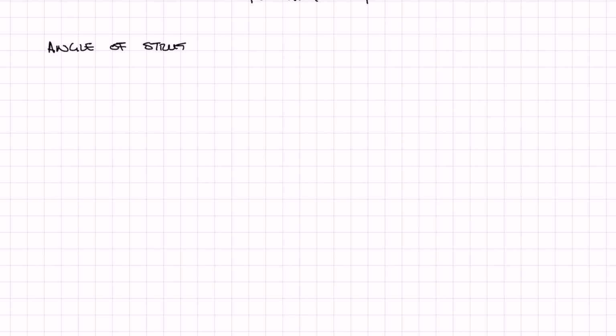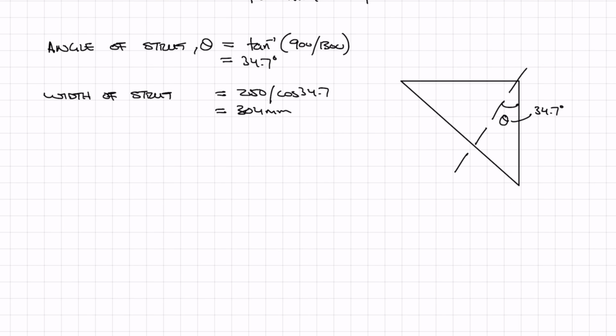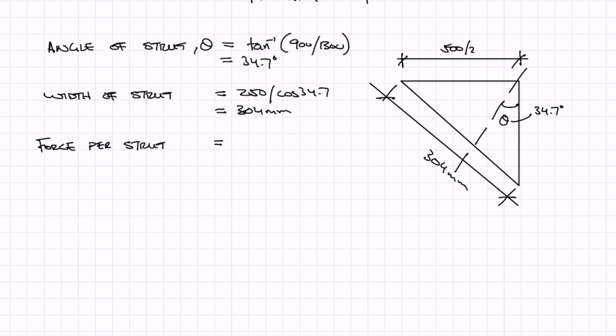So first we need to calculate the angle of the strut, which using simple trigonometry comes to 34.7 degrees. Next we need to work out the width of the strut. Because the column is 500 square, again using trigonometry, we can work out that the width of the strut is 304mm. Now we can work out the forces in the strut and then the tie.